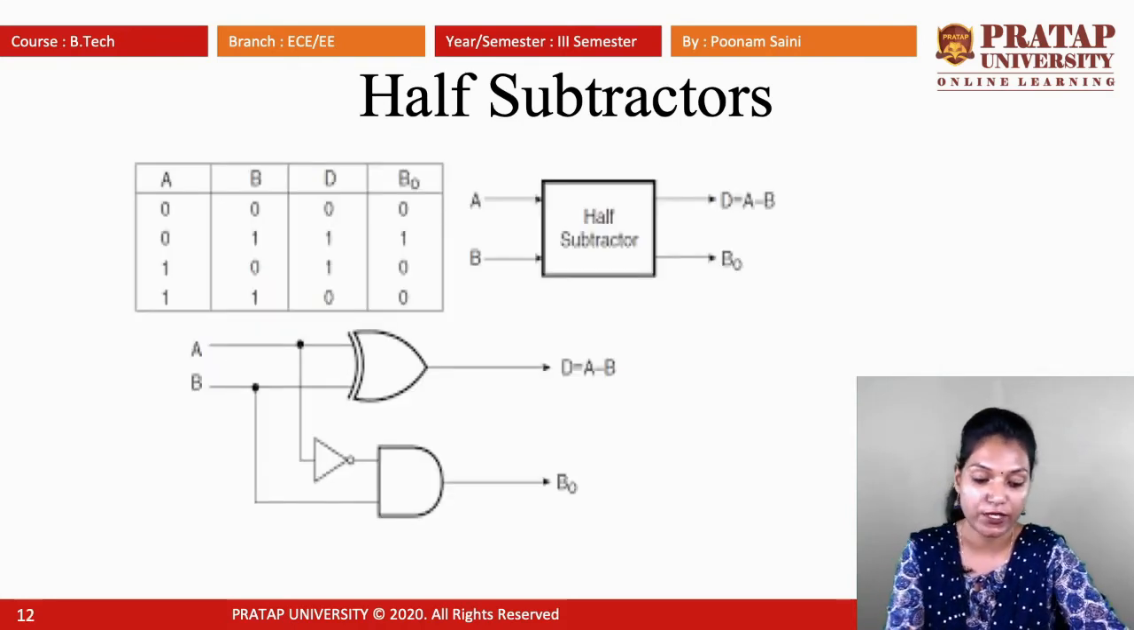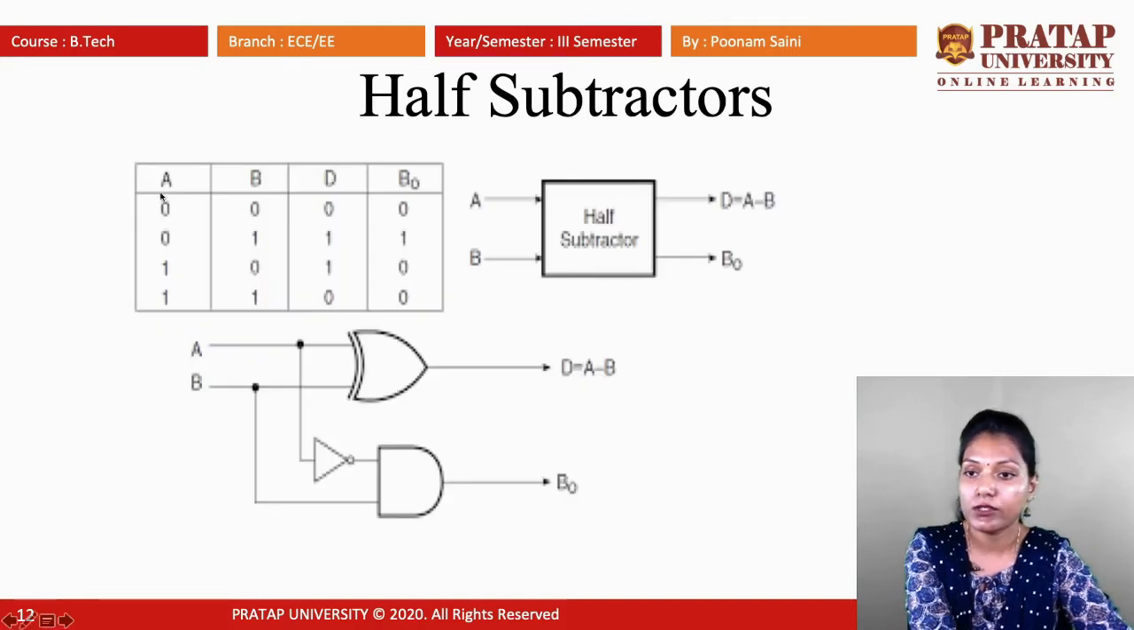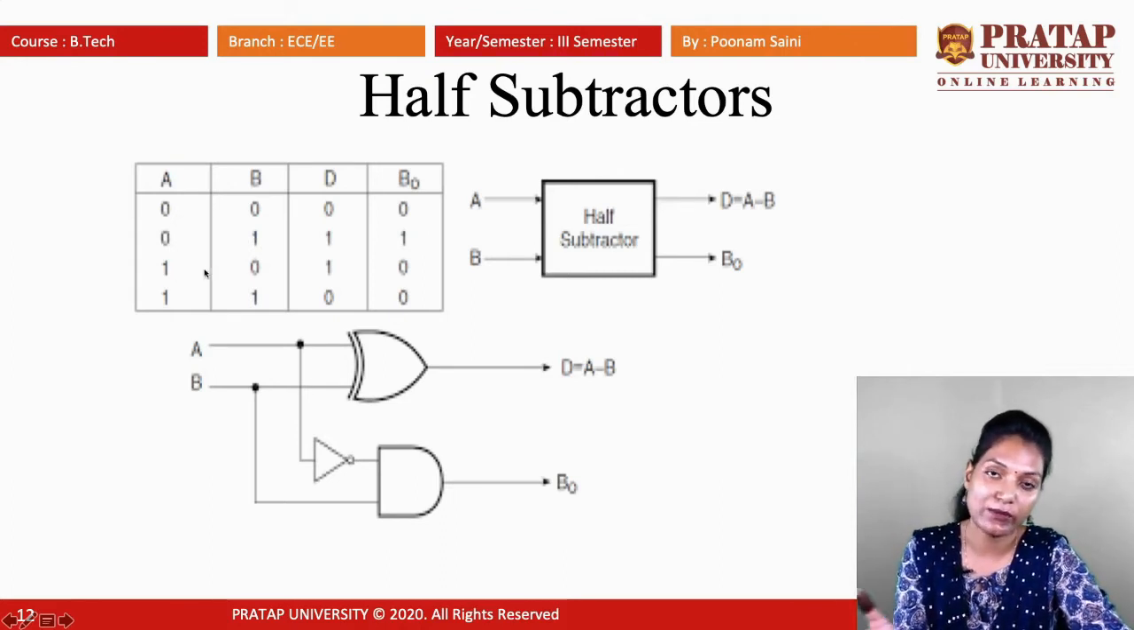Like in a half subtractor, you can see that 0 minus 0 will become 0, then borrow is also 0. But 0 minus 1, that means A is 0 and B is 1, so the minuend is less and the subtrahend is high, so the difference is 1 and the borrow is also 1. Then 1 minus 0, we can easily subtract, that is 1, and the borrow will become 0.